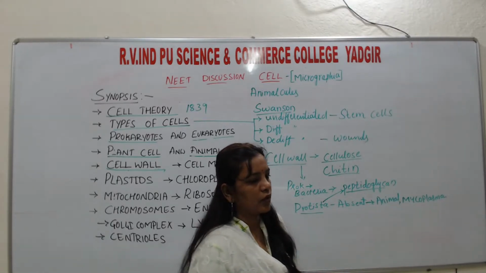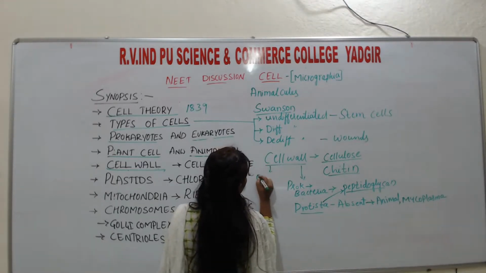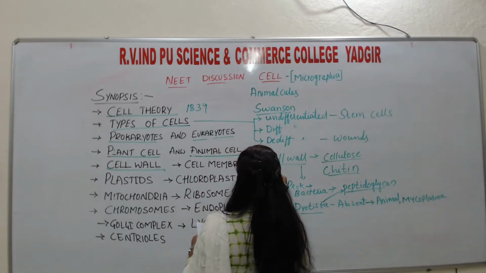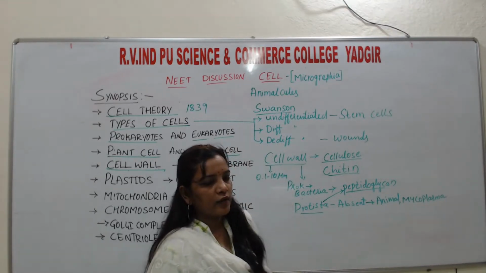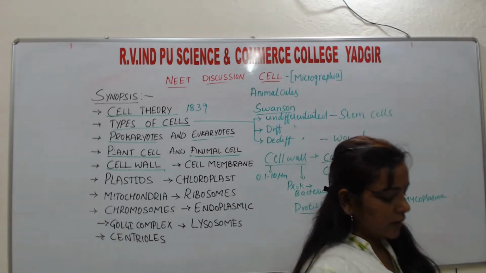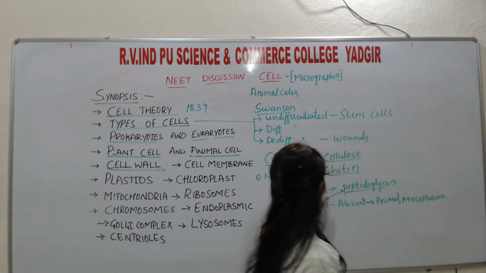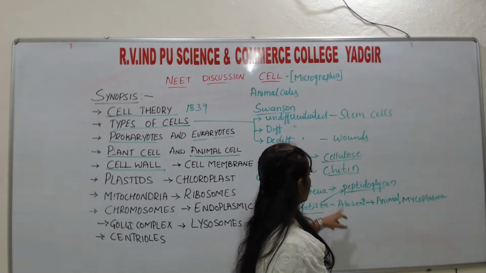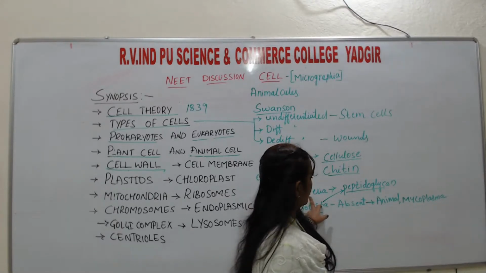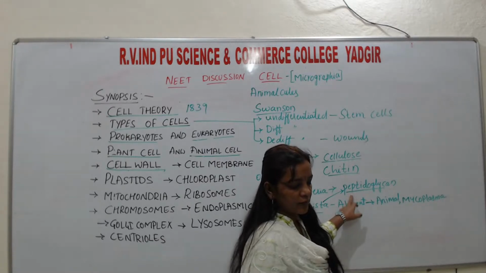Structure of a cell wall. So, structure of cell wall: 0.1 to 10 millimicron. The plant cell has cellulose, bacteria are composed of peptidoglycan as well as DAP. In fungus, it is chitin. In plant cell, it is cellulose. In case of bacteria, cyanobacteria, protista, it is peptidoglycan. Okay, a question may come from this.